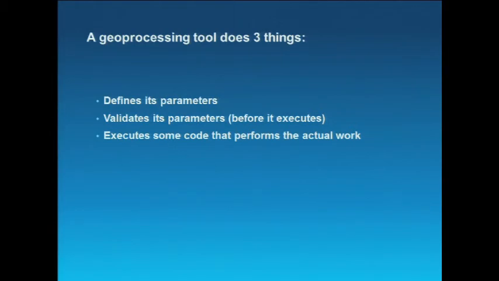So a tool defines its parameters, what it wants. It then validates those parameters before it executes. So it says, I can't execute because I asked for a point feature layer and you gave me a raster. That's not going to work. And then the final piece is it executes code that performs actual work. And we're not really going to get into that today, the executing the code. That's all what Dave covered in his workshop, how do you write Python to actually do useful work. This is all about making a tool in a toolbox.